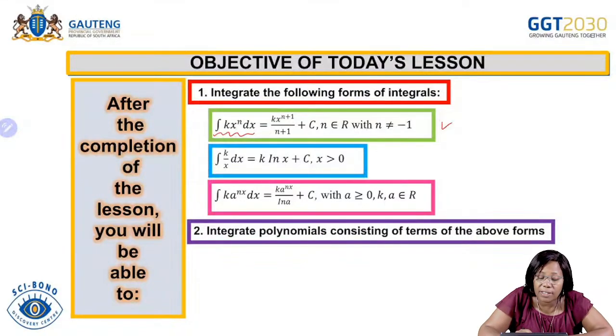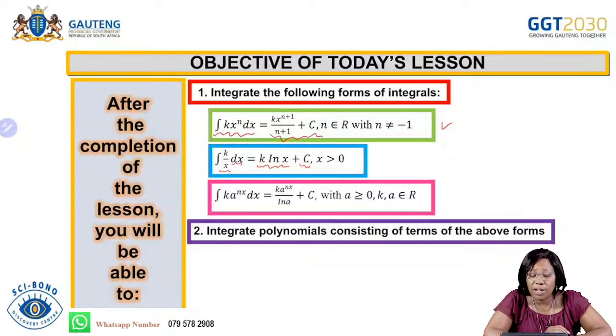If that is the case, we will be following that rule, grade 12. That is indicating the rule for each and every integral. Now the second integral here, we are integrating k over x in terms of x. Therefore your answer will be k ln x. Remember the plus c to show that we have integrated, and the value of x must always be greater than 0, meaning the value of x must always be a positive value.